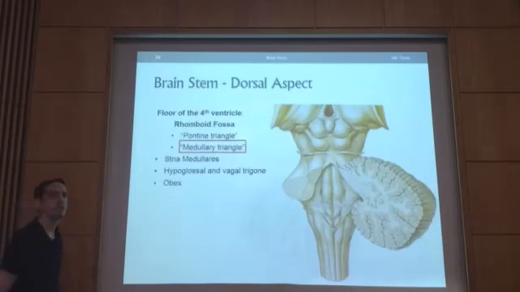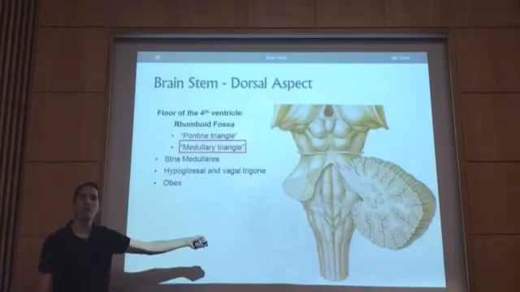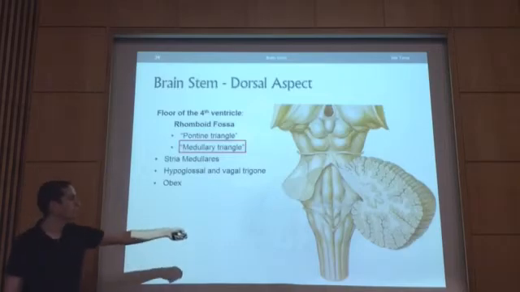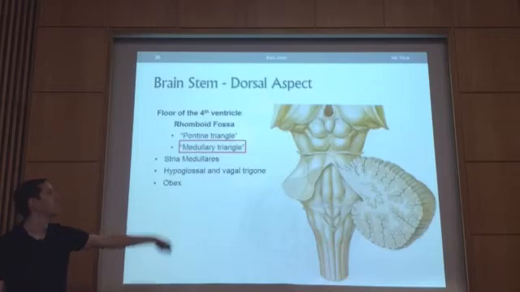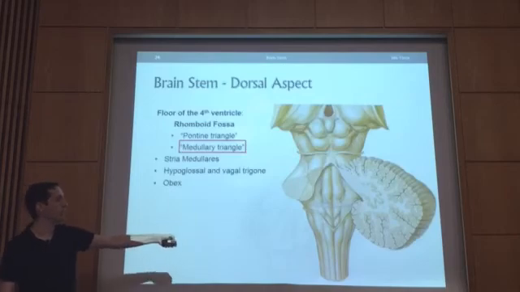Another area that you can see here is the obex. The obex is the location where the fourth ventricle is closed. And you can see these margins of the fourth ventricle. Starting from the obex, the medulla is closed again. So the midbrain is closed. The lower part of the medulla is closed.